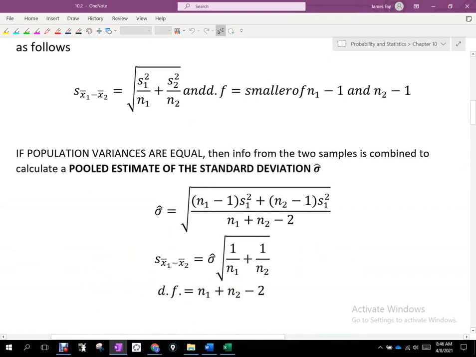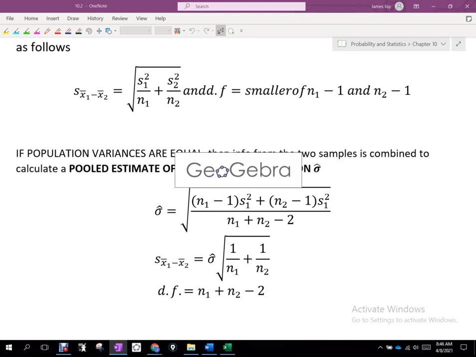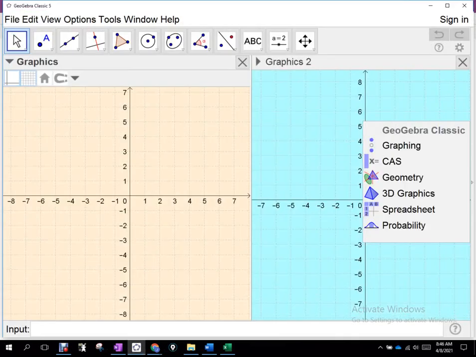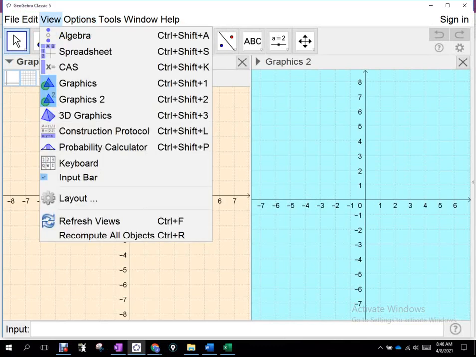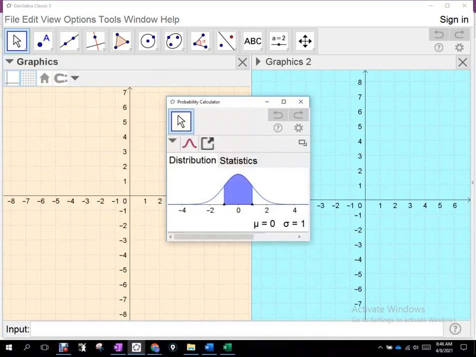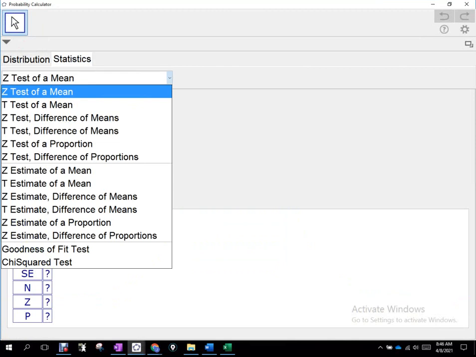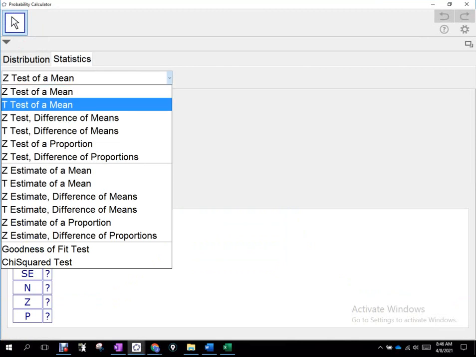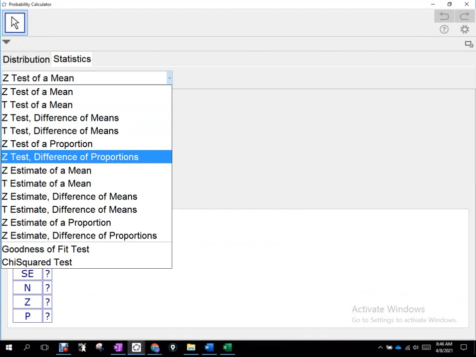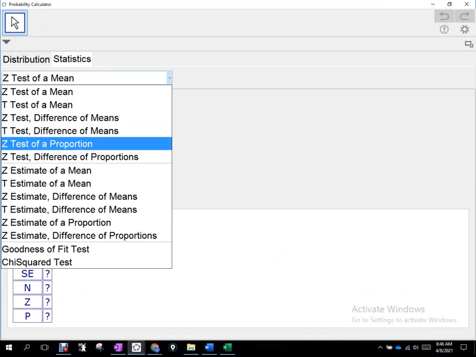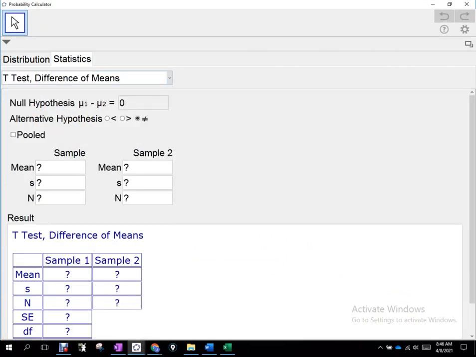Why don't we use GeoGebra anymore? I mean, we could. Maybe. Let me see. That's a good question. Let's see if GeoGebra has a statistical test for this. So there's a difference of mean t-test for difference of means.